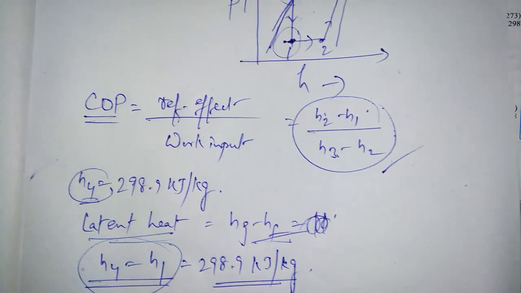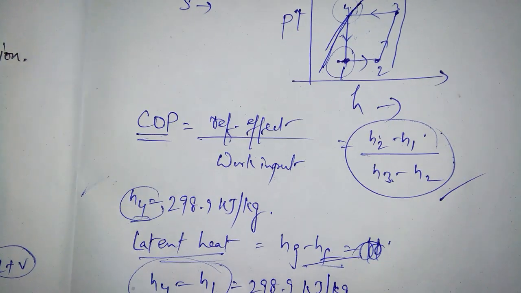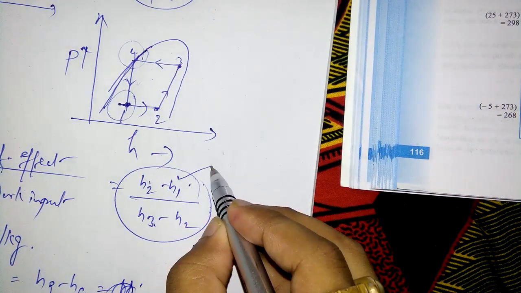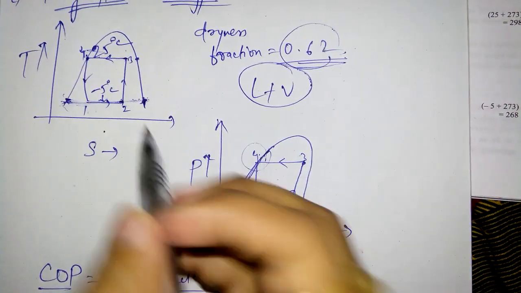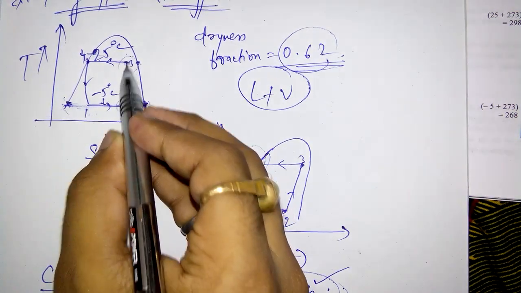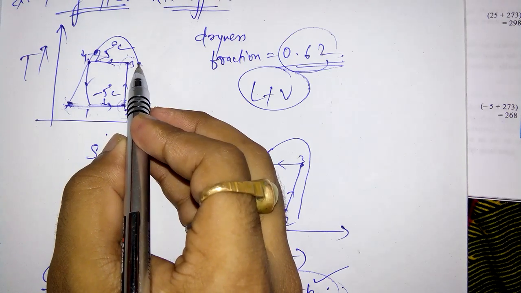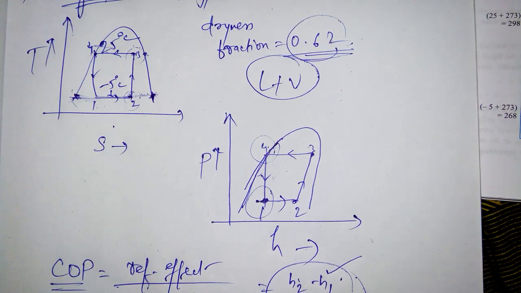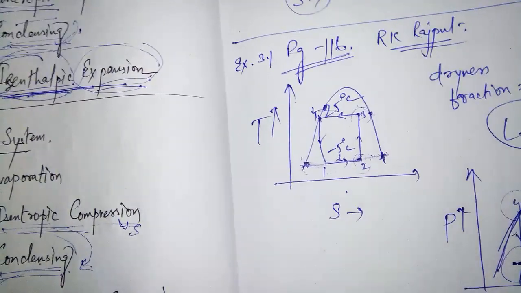This is H4 minus H1. Now H4 equals H1, sorry, and now I know H1. Now I need to find H2 and H3, but this is not so simple, because H2 and H3 are in between this dome. It is not in the saturated vapor or saturated liquid region. So we have to use a different concept.